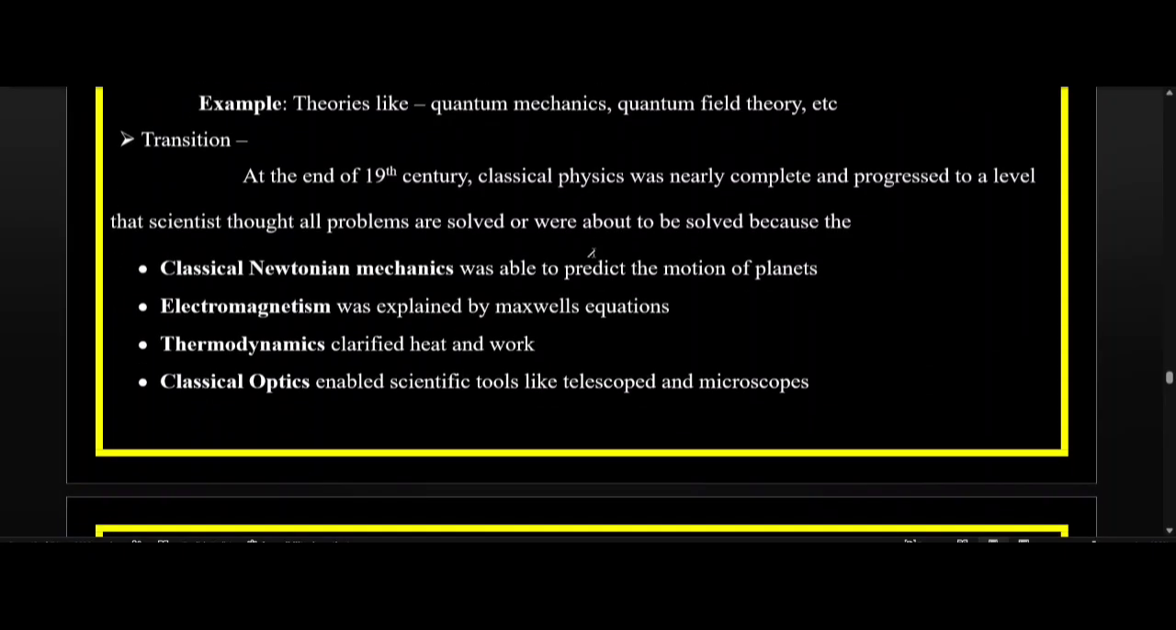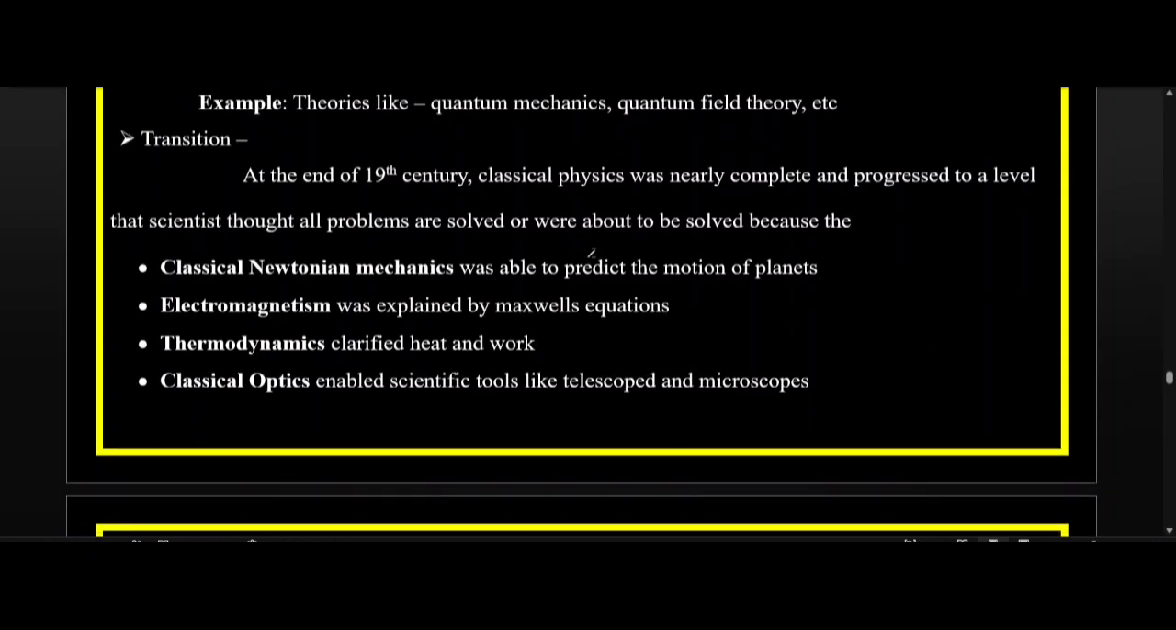So now the transition from classical physics to quantum physics: how did the transition happen, and what was the cause for this transition? All these questions can be clarified now.